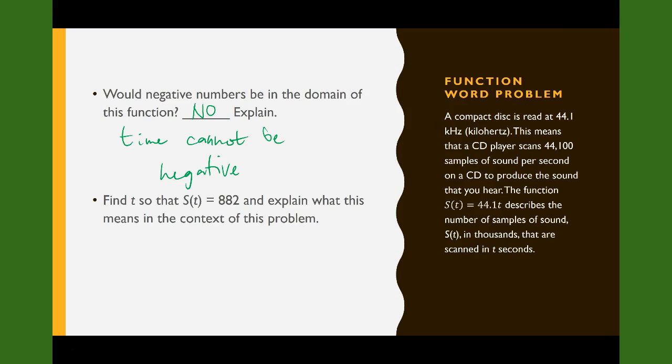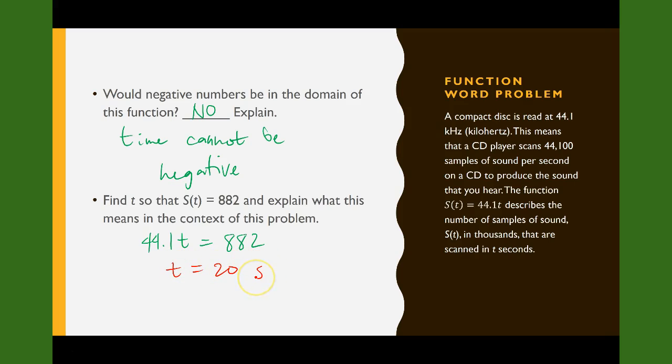And last, with respect to this problem, find t so that s of t equals 882. So again, we know what s of t is. It's 44.1 times t. And that's all really we have to do. 44.1t, set it equal to what s of t is, which is 882 in this case. Dividing both sides by 44.1 is equal to 20. So t is equal to 20.